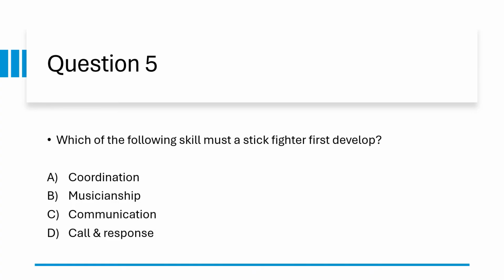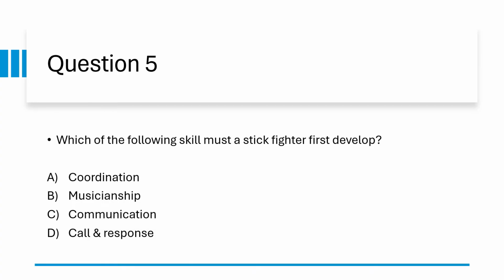B, musicianship, so they can respond to the music with their bodies. But is that the first skill that is necessary? No, because you can develop the musicianship in terms of movement once the coordination is happening, but they don't necessarily have to be playing the drum. They don't have to know how to play and can count the music in that way, right?